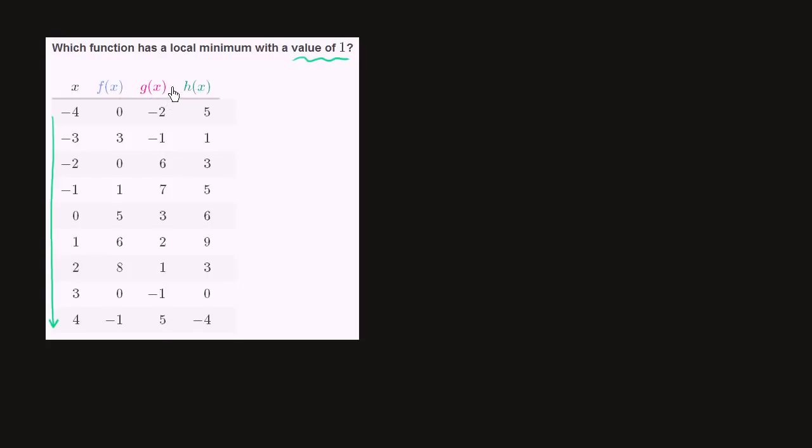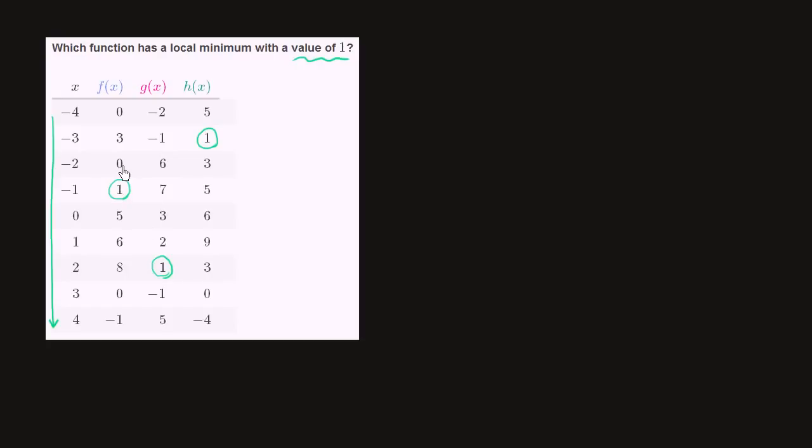And they essentially say, which of these functions have a local minimum where the value of the minimum is 1. So they hit a minimum point at 1. That means the value of the function must be 1 at that minimum point. So let's see, we can see candidate points right over here. f of x hits 1 right over there. g of x hits 1 right over there. And h of x hits 1 right over there. And that's the only time that they hit 1.